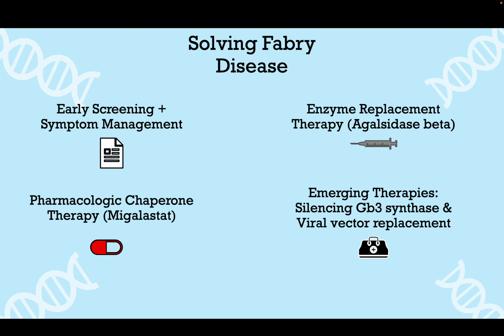Finally, there are new emerging therapies that target the enzyme that makes GB3 in our bodies. While the other treatments are aimed at promoting the breakdown of GB3, these therapies try to stop GB3 from ever being produced by silencing an enzyme in our bodies called GB3 synthase. Replacing someone's mutated GLA gene through the use of a viral vector is another currently undergoing clinical trial treatment. Remember to always ask your physician for guidance before exploring any treatment option.